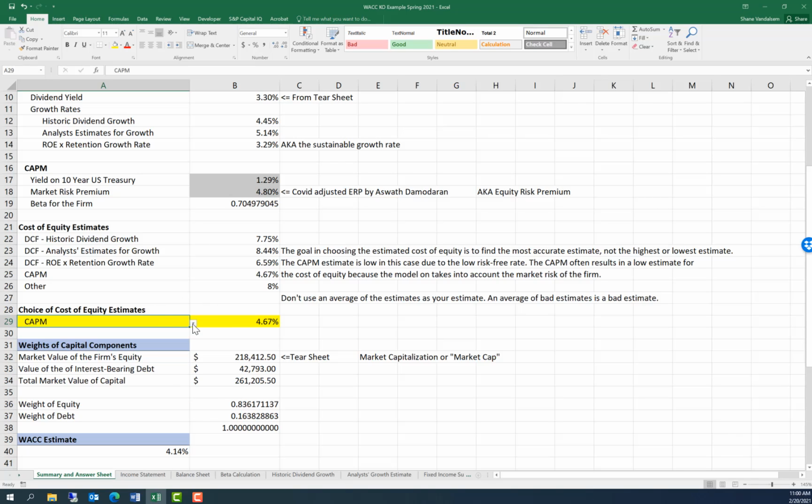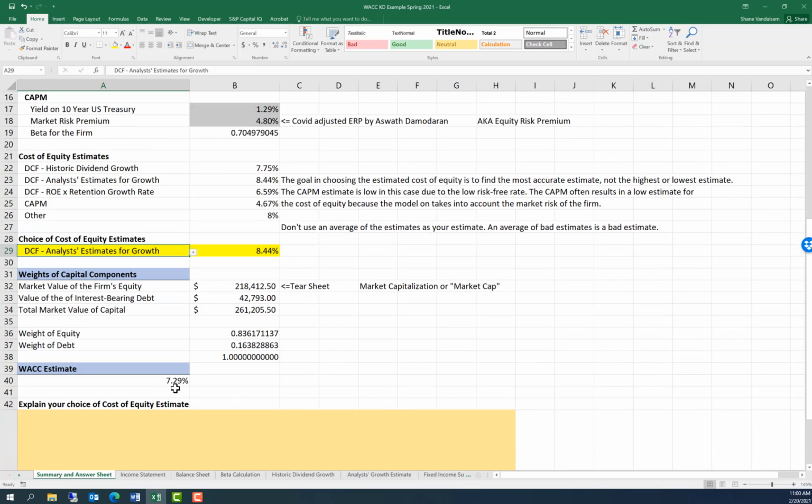So I'm going to go here, and like I said, I think that value is too low. If I use the analyst estimates for growth, I get a weighted average cost of capital of 7.29%, which makes sense. Okay, I think that's a reasonable estimate. I could use my other value down here. You can see here that changes it to about 7%, or this historic dividend growth, which gives us 6.71%.